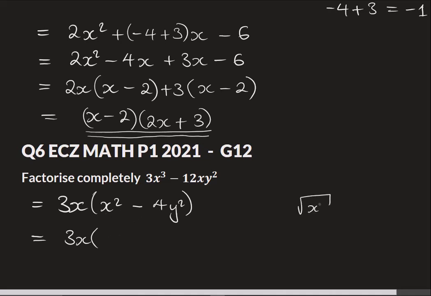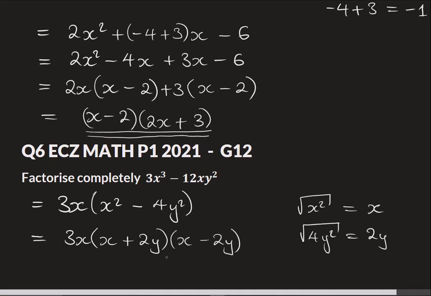Remember, we said you need to find the square root of the squares that are involved in the difference. X squared, the square root of x squared is x. The square root of 4y squared is 2y. So our solution is x plus 2y, x minus 2y. Some people will start with the expression with negative. It doesn't matter, both of them are correct.